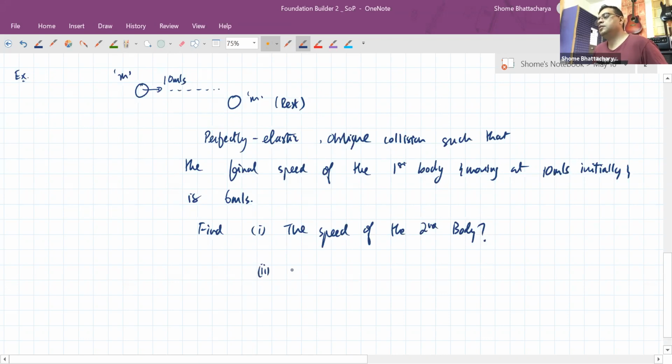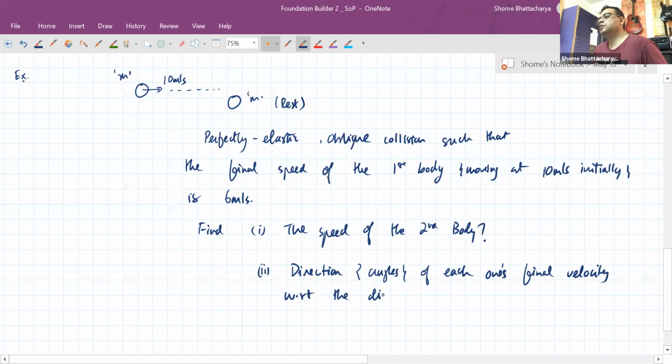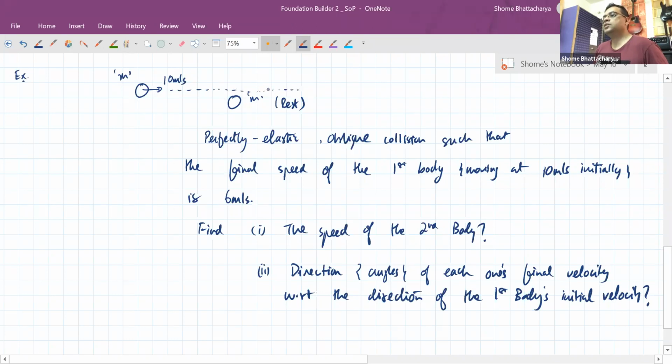And the direction, in terms of angles, of each one's final velocity with respect to the direction of the first body's initial velocity. So that is with respect to this line along which that 10 meters per second velocity is. What is the direction of each one? Just try this question out.